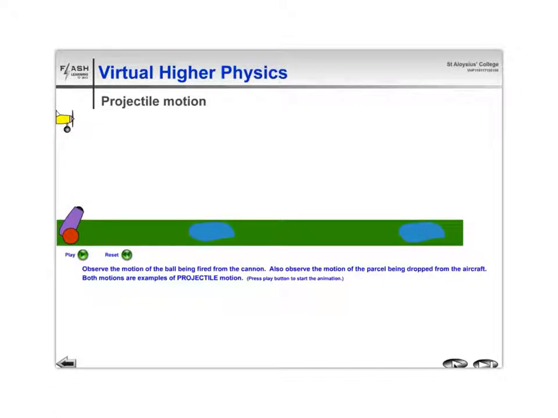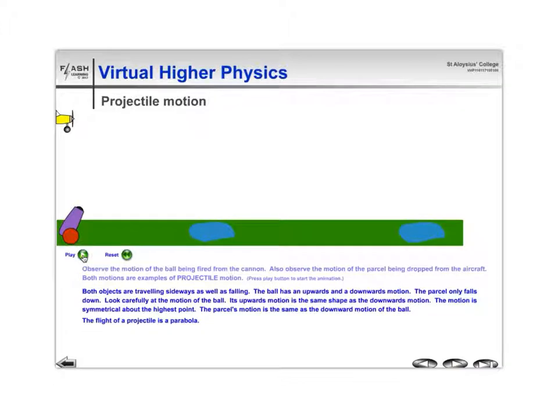First of all, the definition of a projectile is an object which is in free fall, which has no other forces acting on it other than its weight pulling it downward. There are two main types of projectiles which we study in physics in the higher course.